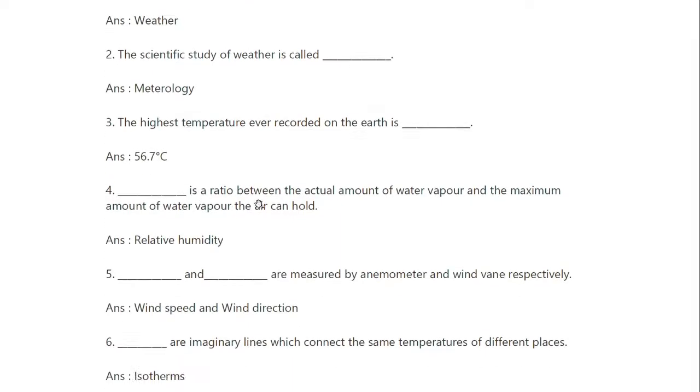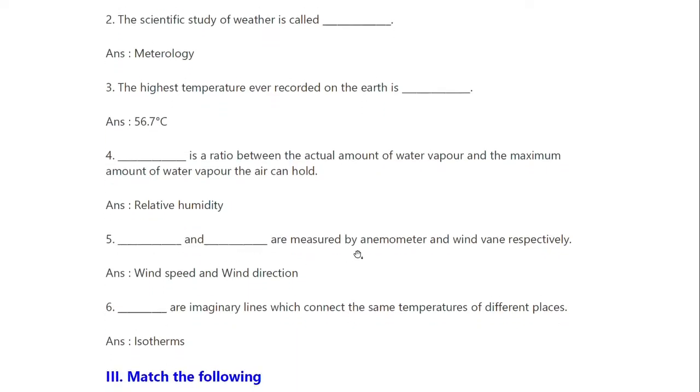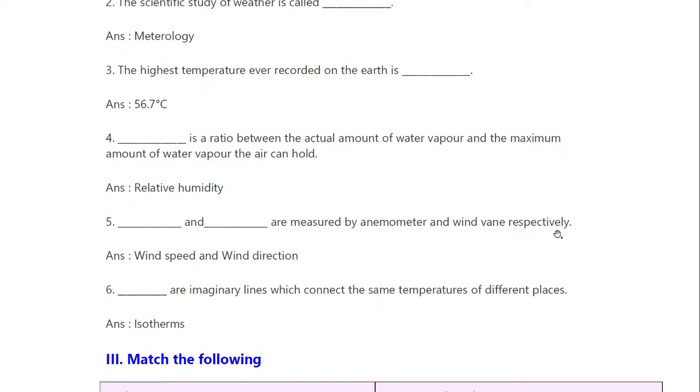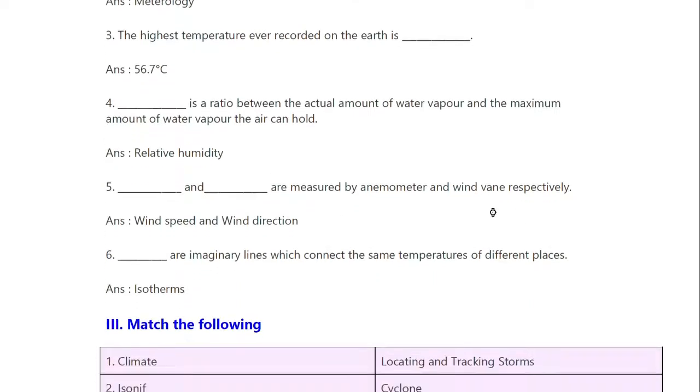Next, dash is a ratio between the actual amount of water vapor and the maximum amount of water vapor the air can hold. So, this relation is the relative humidity. Next, dash and dash are measured by anemometer and wind vane respectively. So, wind speed is measured by the anemometer. Wind direction is measured by the wind vane.